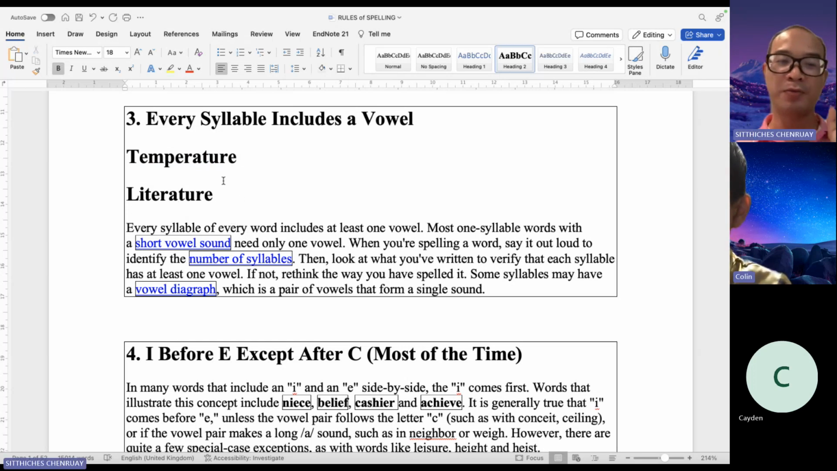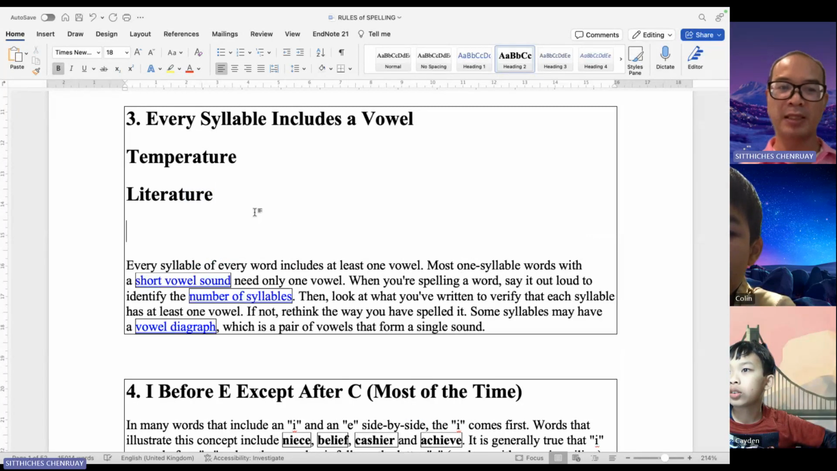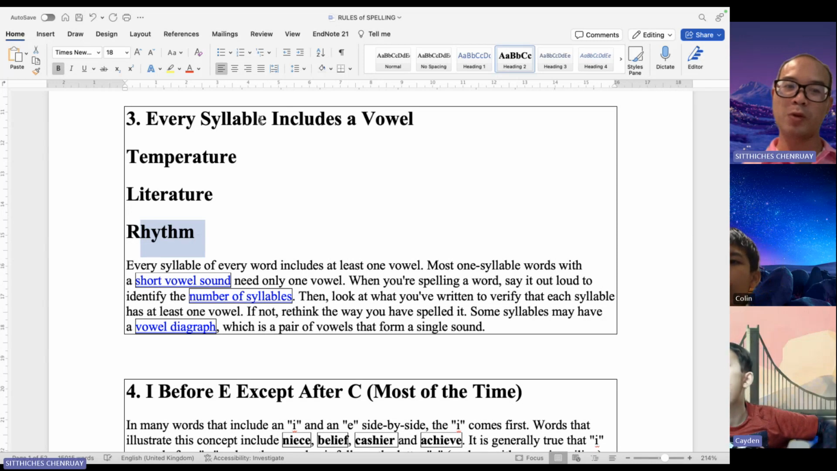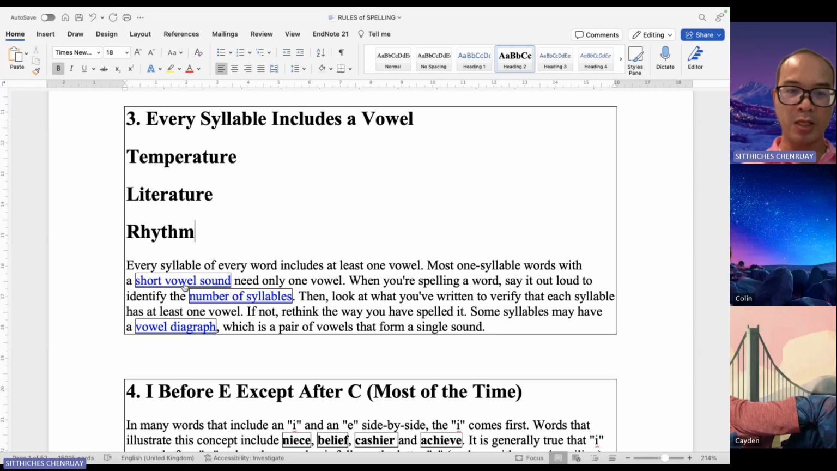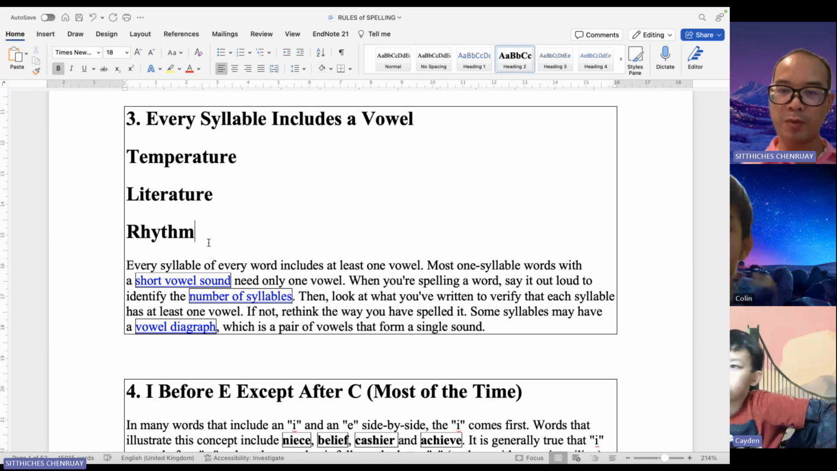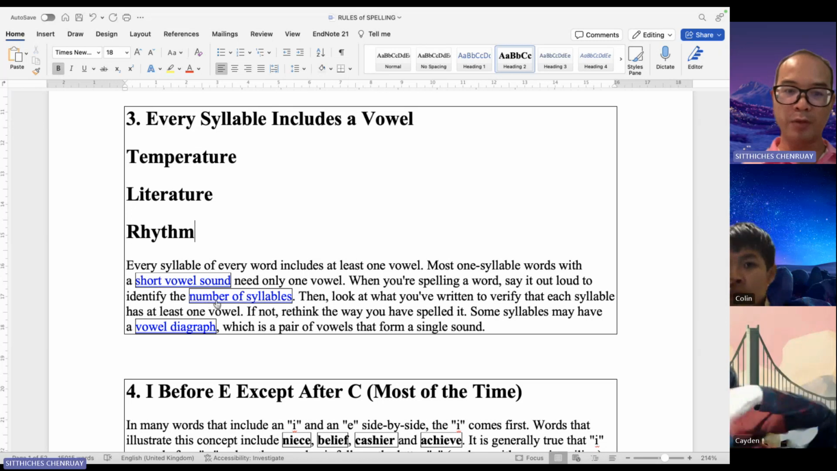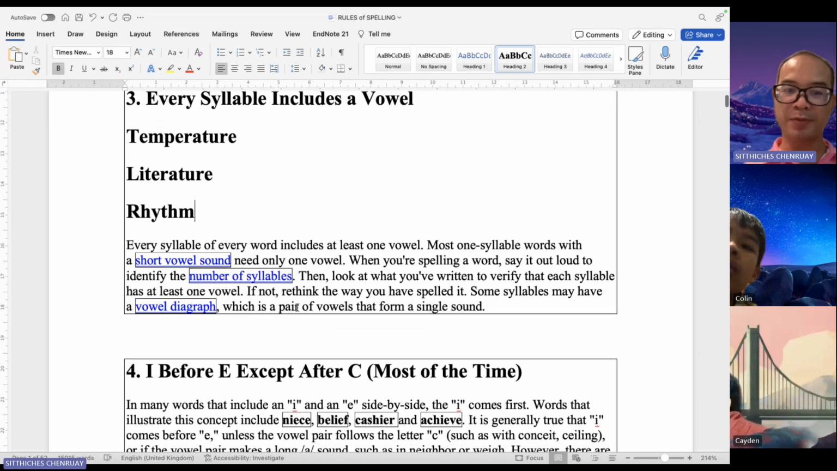What about words like rhythm? Yeah, rhythm. It's like there's no vowel. Okay, for this, sometimes a word has only a short vowel sound. Sometimes we have a lot of syllables.